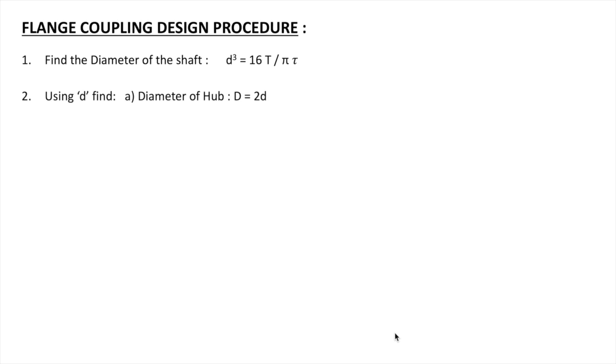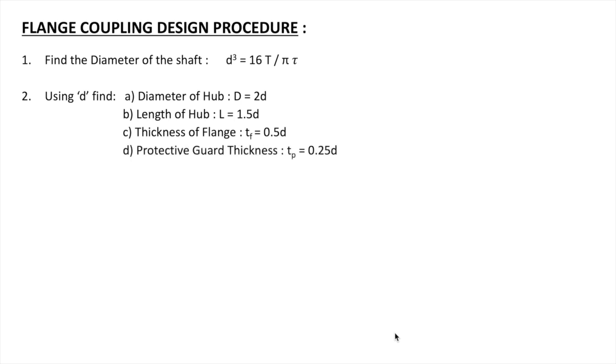Let us see the design procedure for a flange coupling. The design procedures are as follows. The first step is to find the diameter of the shaft, which is small d cubed equal to 16 into T divided by pi into tau. Second, using this d, we can find the diameter of the hub, which is capital D equal to 2 into small d, and then the length of the hub, which is L equal to 1.5 d. Then the thickness of flange, which is TF equal to 0.5 d, and finally the protective guard thickness, which is TP equal to 0.5 into small d.